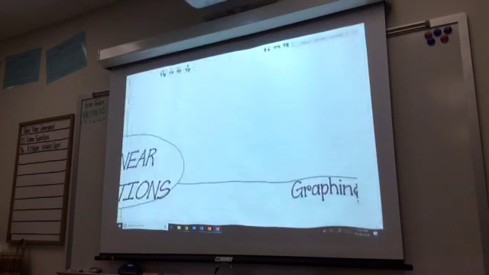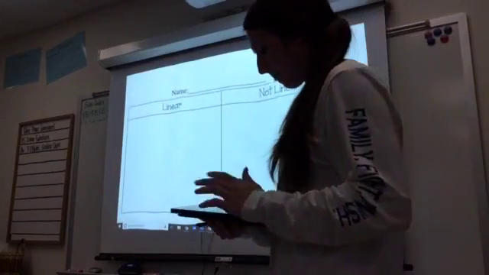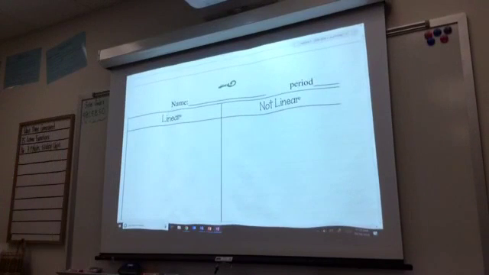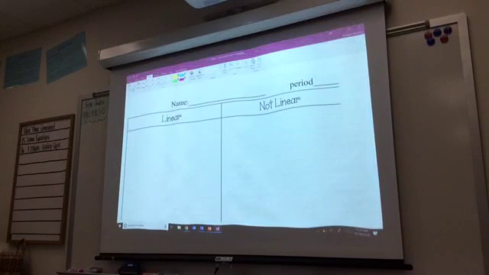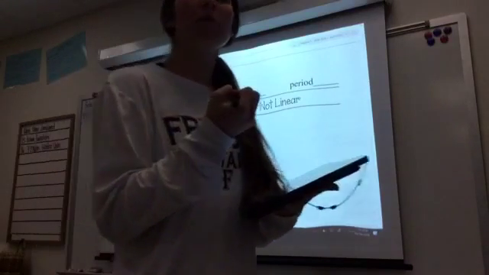Graphing. And mine's all janky. Okay? So graphing. How are you going to know if a graph is linear or not linear? If it makes a straight line. Okay, perfect. So when we're looking at graphing, our graph must be a straight line, because linear line.